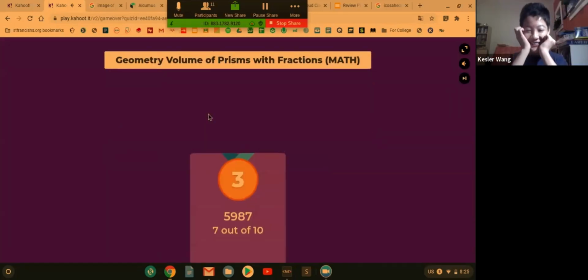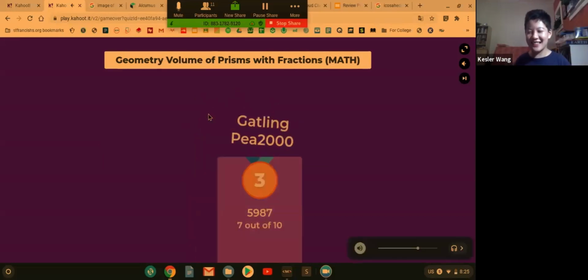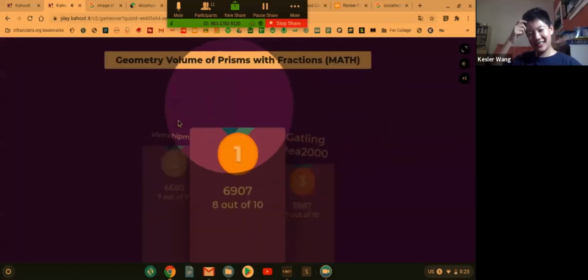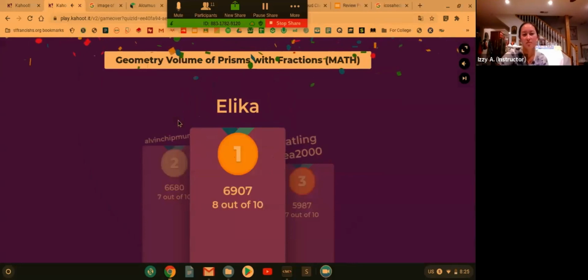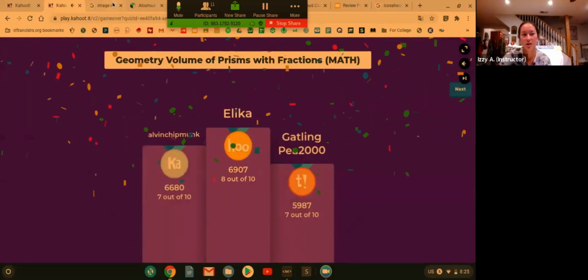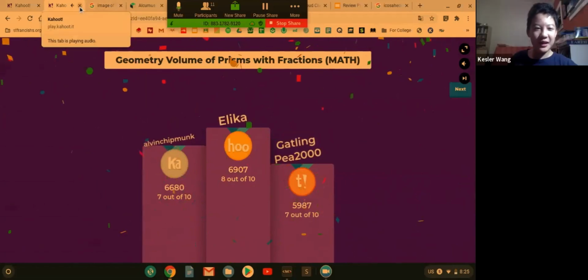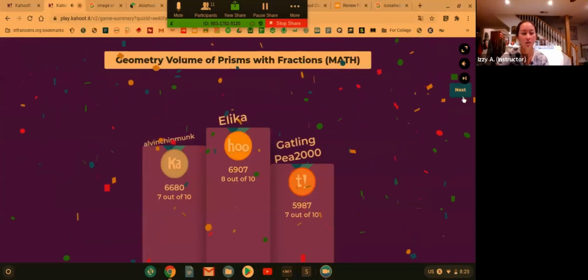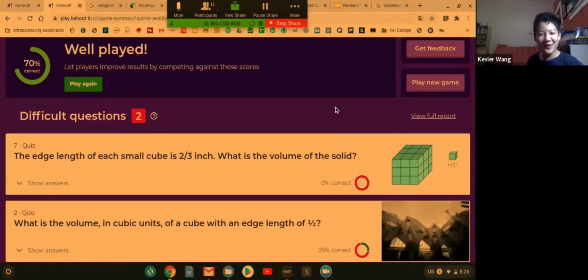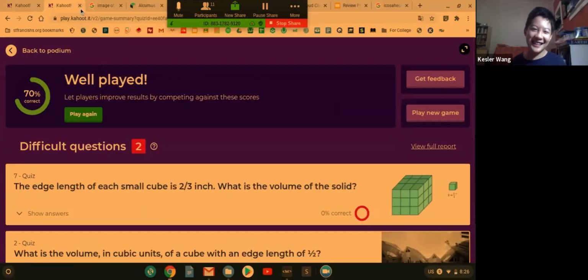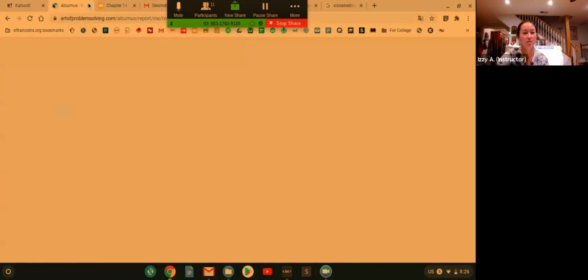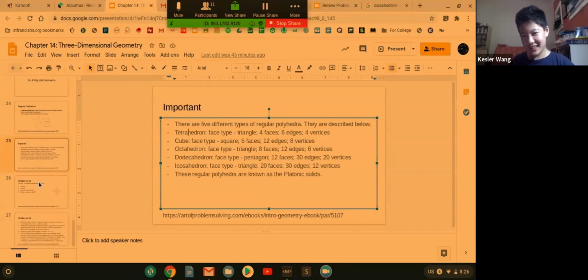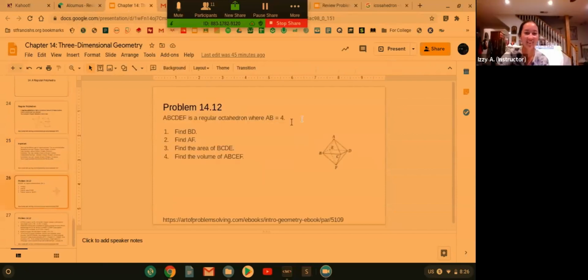All right, so let's see who won. Yeah, Galaxy 2000. Okay, Alvin Chipmunk, the imposter, and on top we have Elika. Good job. Wait, who are the runner-ups? I want to see the runner-ups. So Alvin, I'm going to say this, and I'm going to rub it in. Oh dang it! I'm better than you. Okay.